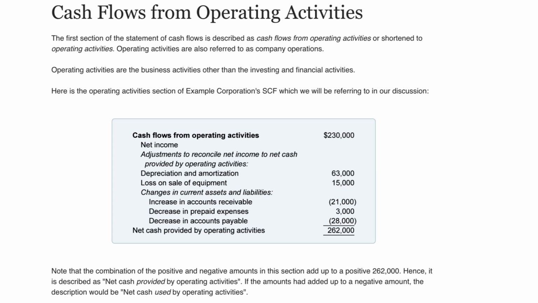Here is the operating activities section of Example Corporation's SCF, which we will be referring to in our discussion. Note that the combination of the positive and negative amounts in this section add up to a positive 262,000. Hence, it is described as net cash provided by operating activities. If the amounts had added up to a negative amount, the description would be net cash used by operating activities.